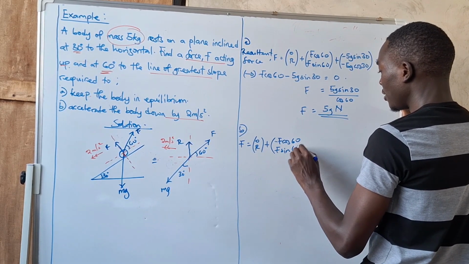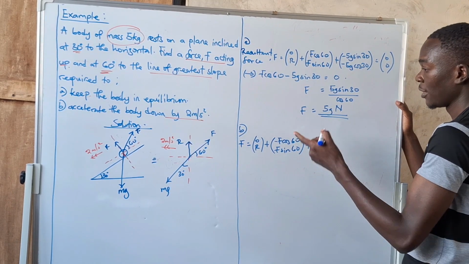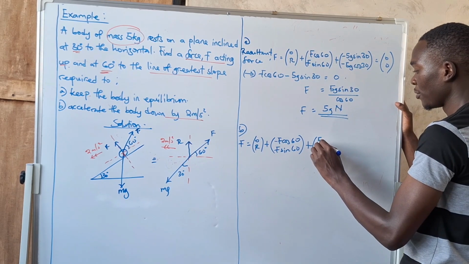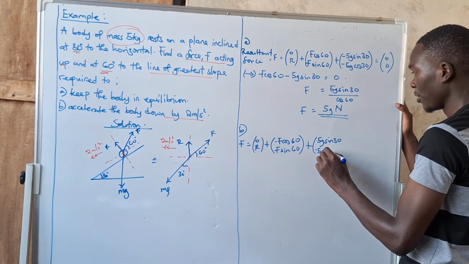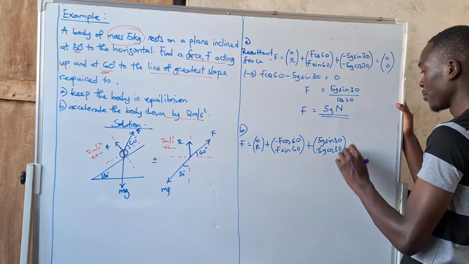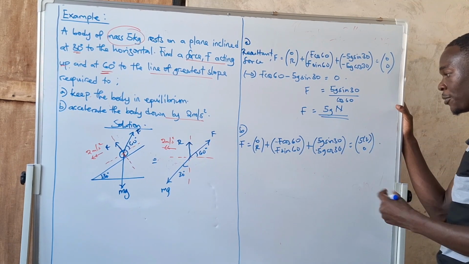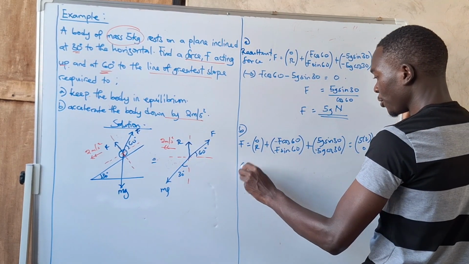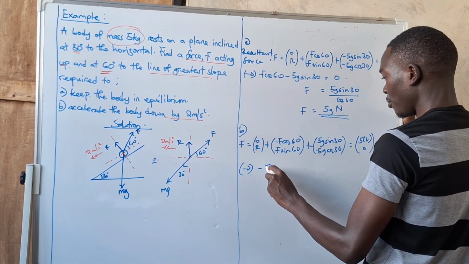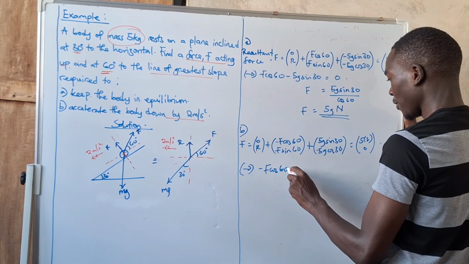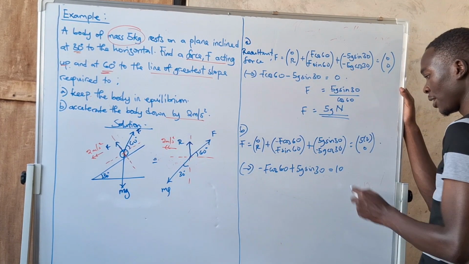Yes, that's how important it is to look at the direction of acceleration. And then this one now becomes a positive. That is 5g sine 30. This is negative 5g cos 30. This is equal to ma. So that is 5 into 2. And here it's a 0. So if I go horizontal, what shall we have? We have minus F cos 60 plus 5g sine 30 is equal to 10.